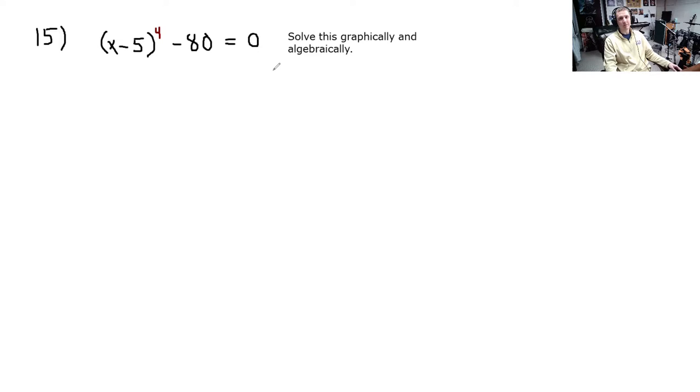So I guess the big thing that we're trying to find here is a nice way to graph this without a graphing calculator, and there just really isn't one. This is a great example of where algebraically it's a lot simpler than graphically. In particular, it's because 80 is not a perfect fourth power of anything.